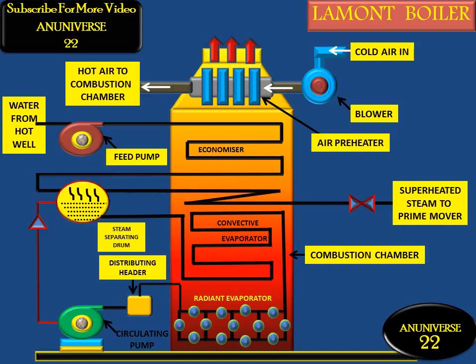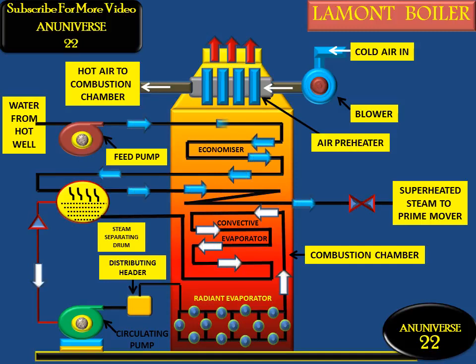And now we discuss the working of the Lamont boiler. Lamont boiler, as we know, is a forced circulation and internally fired water tube boiler. The fuel is burned inside the boiler and water is circulated with the help of a centrifugal pump. So here the feed pump forces the water into the economizer, which can be seen with the help of blue arrows. The temperature of water increases and this water is forced into the evaporator tube.